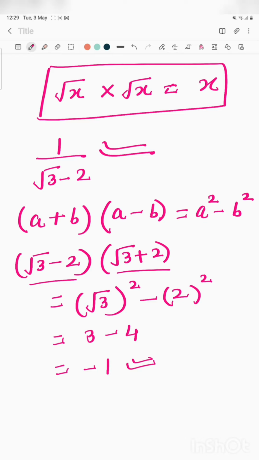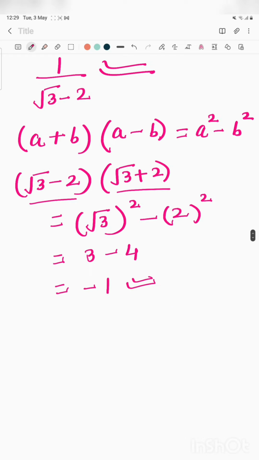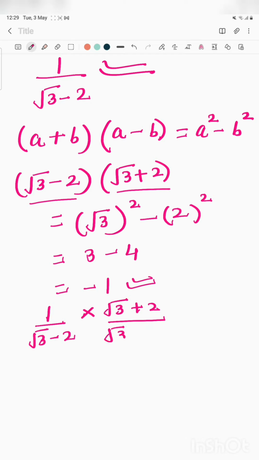But what happens if we do it just in the denominator? The number will change, but we don't want the number to change. We only want to write it in a different form. So what we'll do is, we'll multiply and divide with the same number. So how will we rationalize it? Into root 3 plus 2, and in the denominator also root 3 plus 2.